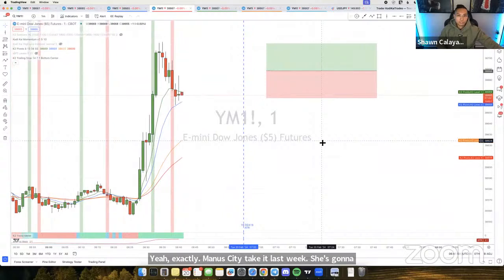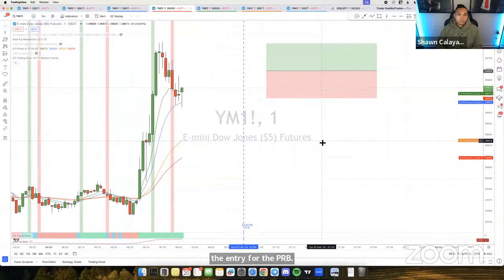So there's no entry yet, guys. Again, we need price to kind of reject off the bottom. So again, right here, if this candle closes with a wick off the bottom, or if it closes green, this is going to be the entry for the PRB. For the most part, I prefer it to close green. If it closes green, this is going to be the PRB, and then I'll be entering here for the entry.